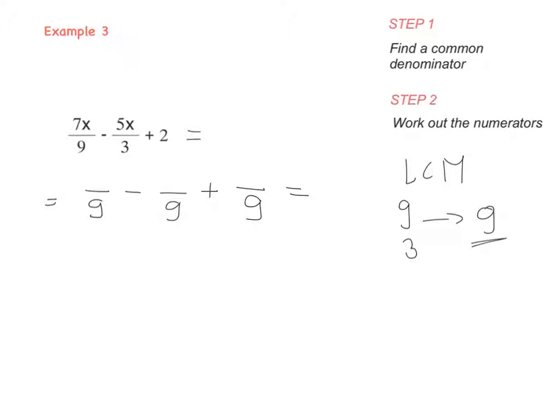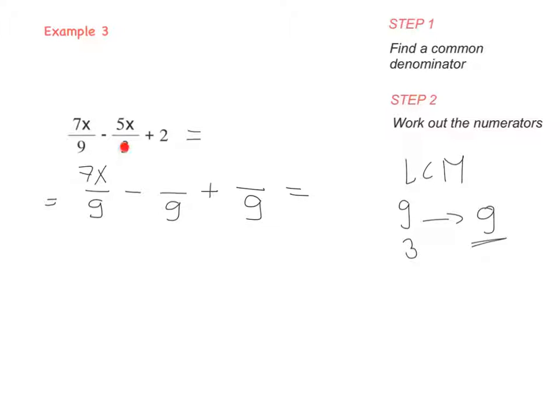Now, step number 2, work out the top numbers. Okay, so the first fraction, we had 9 and we have 9, nothing changes, so the top number stays as it is. So we have 7x. And we need to follow the expression all the time, okay? Follow the expression. Now we have minus, and we have minus in here. Then the next fraction, plus, plus, and the last number, okay? So follow the expression all the time, or equation.